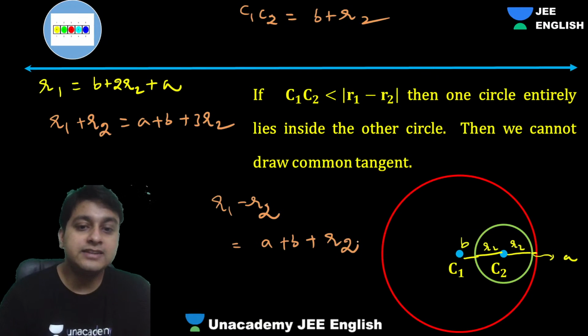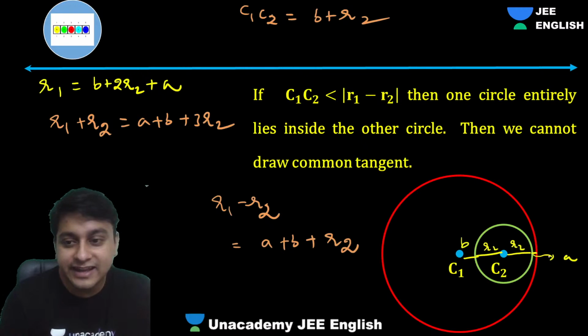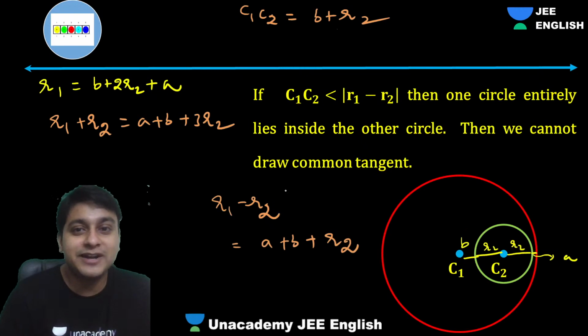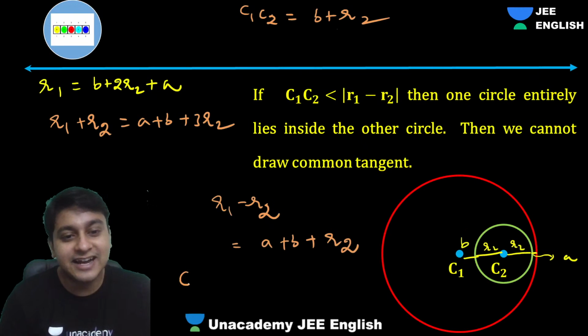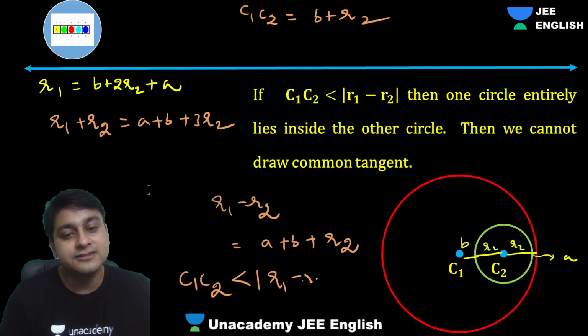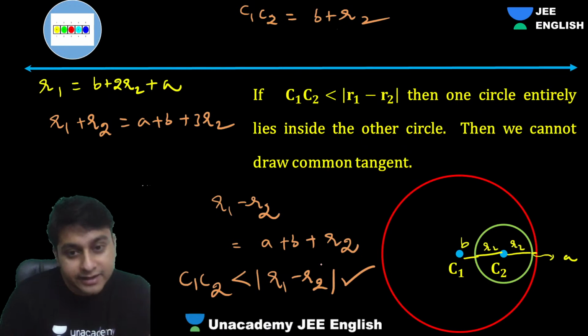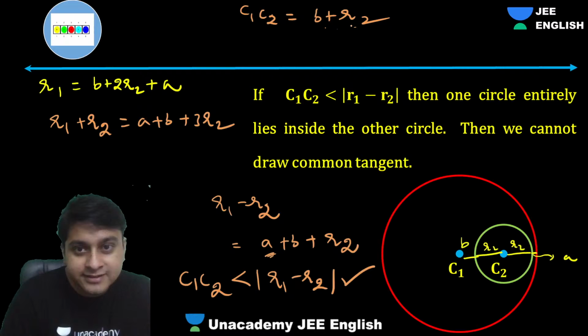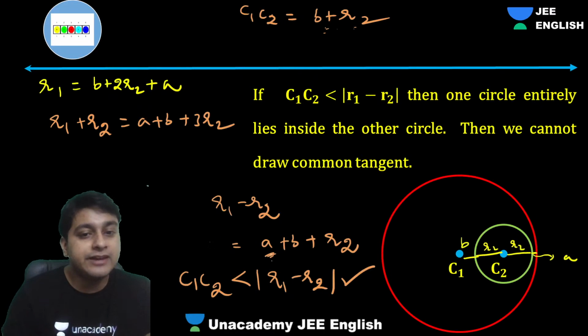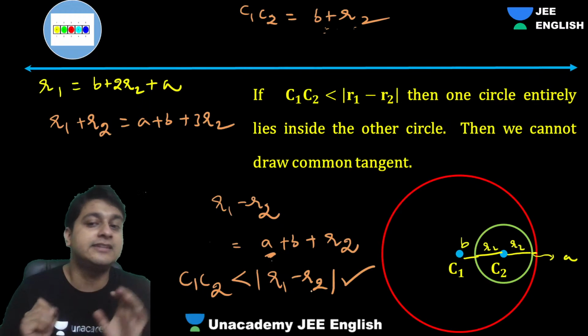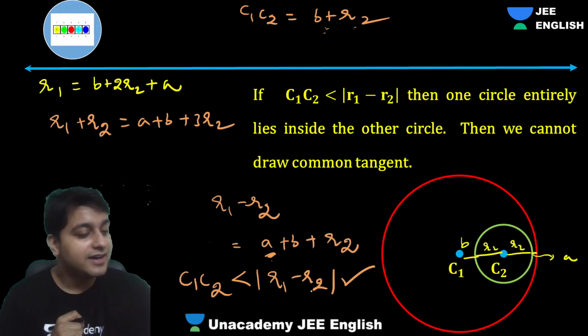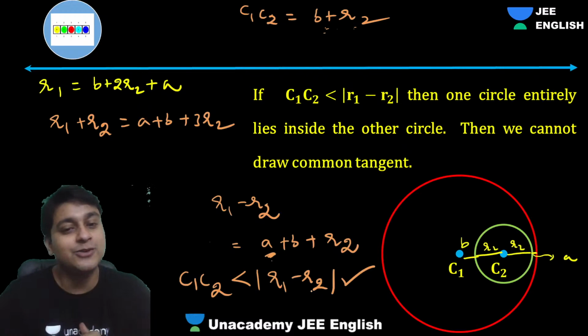Great. So guys, as we can see here, this is having an extra A as compared to this, right? So can I say that C1C2 this time is actually less than mod of R1 minus R2? Yes, it is. Mod we are keeping because that cannot be negative, because here we have an extra A. This is B plus R2 and this is A plus B plus R2. So this time we can say that this value is actually less than this value. Clear, everyone? Understood? So guys, I hope you understood all the cases.